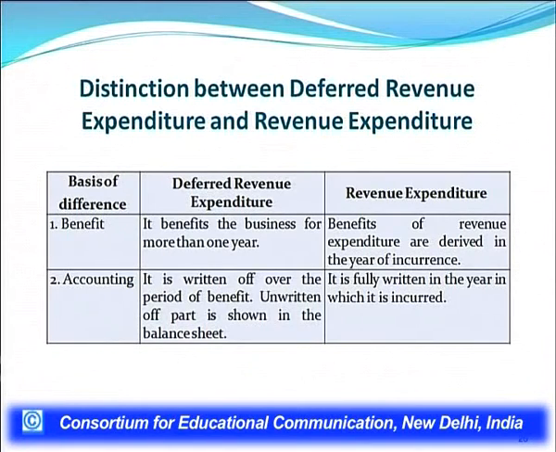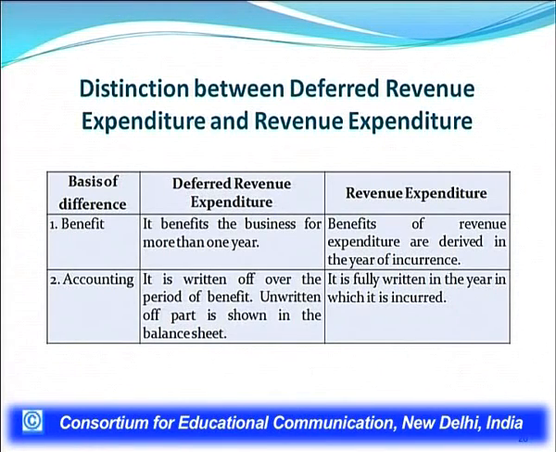What is the difference between deferred revenue expenditure and revenue expenditure? One is the period of benefit. This is a very important difference: the revenue expenditure benefits the firm for a short period, up to 1 year only, while the deferred revenue expenditure benefits the firm for more than 1 year, that may be 2 years or 3 years.